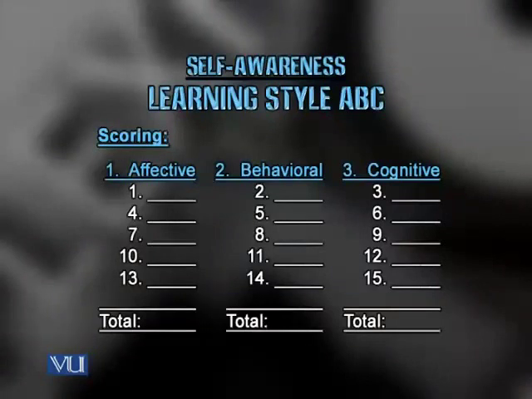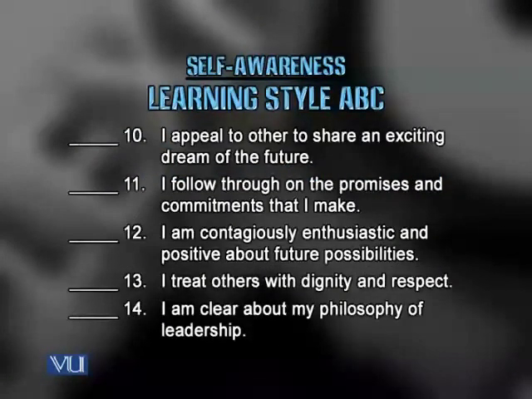The third column is cognitive. Please notice statement number 12. I'm highly, contagiously enthusiastic and positive about future possibilities. So in other words, I would like to know, what are those possibilities? Where can I go? How can we have a 20% growth? I would like to learn how we can open up to the new market. Cognition. So all these statements, which you have already given a score, are giving you a total.